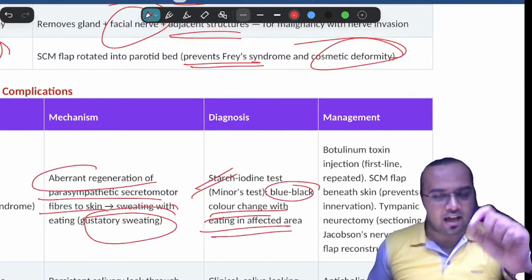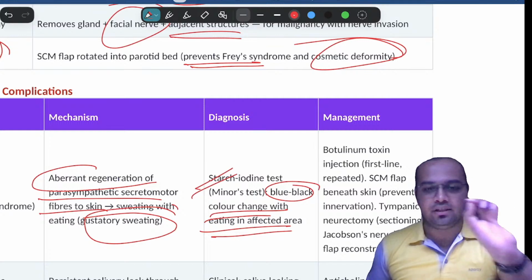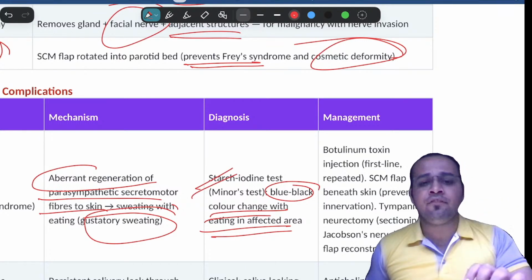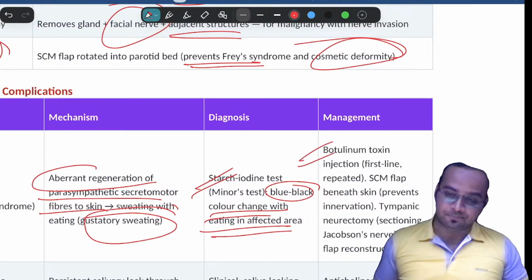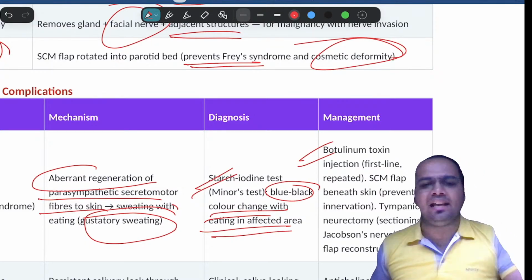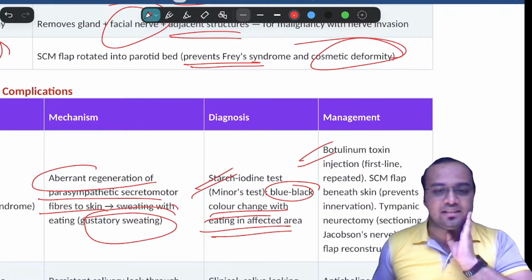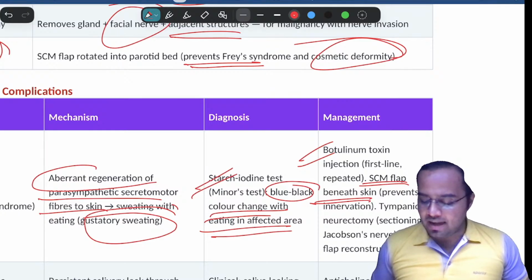How to prevent it? First, prevent it. How will you prevent it? Place a sternocleidomastoid flap, or else burn the nerve endings. But if at all it still persists, you can inject botulinum toxin. What will botulinum toxin do? It will paralyze that nerve and it is not going to give off any secretions. So you can go for botulinum toxin, or you can go for a later SCM flap beneath the skin, or you can go for a tympanic neurectomy.